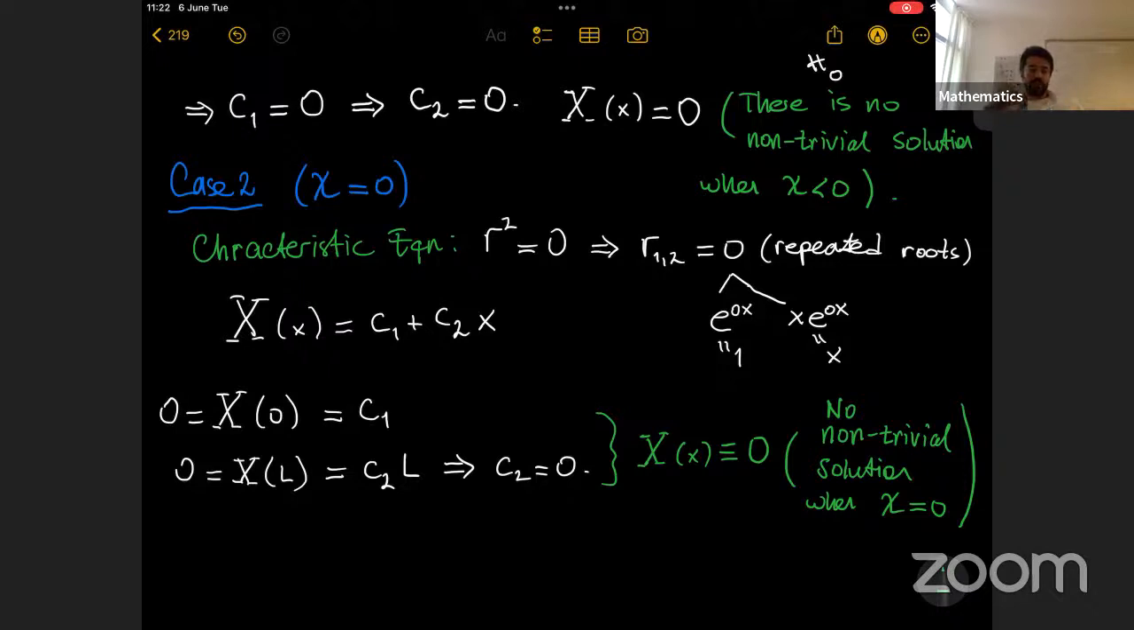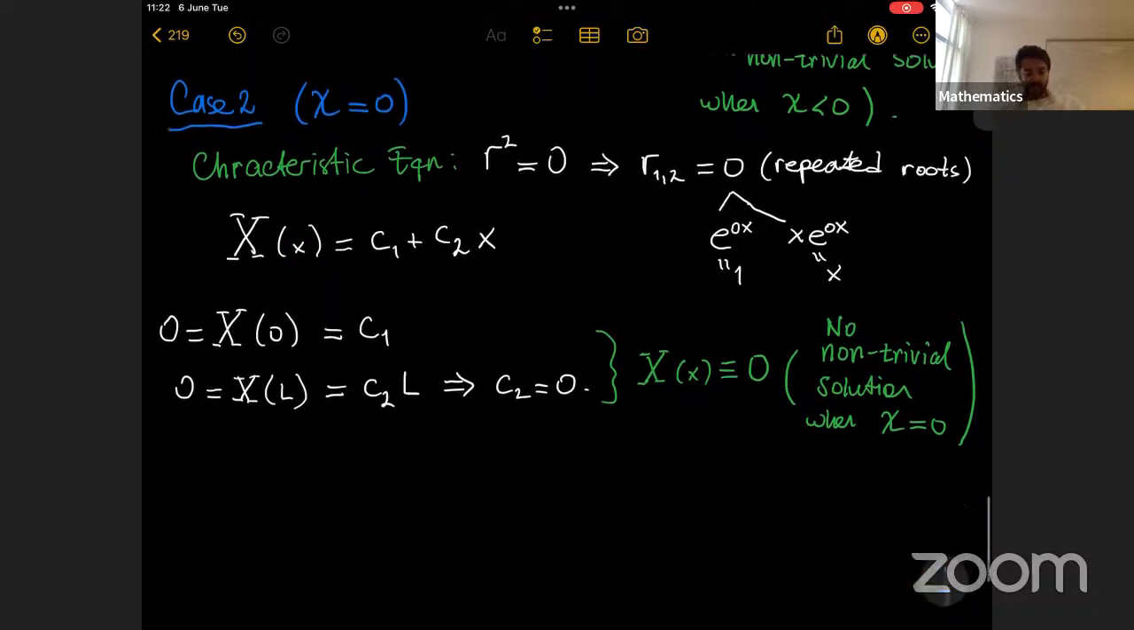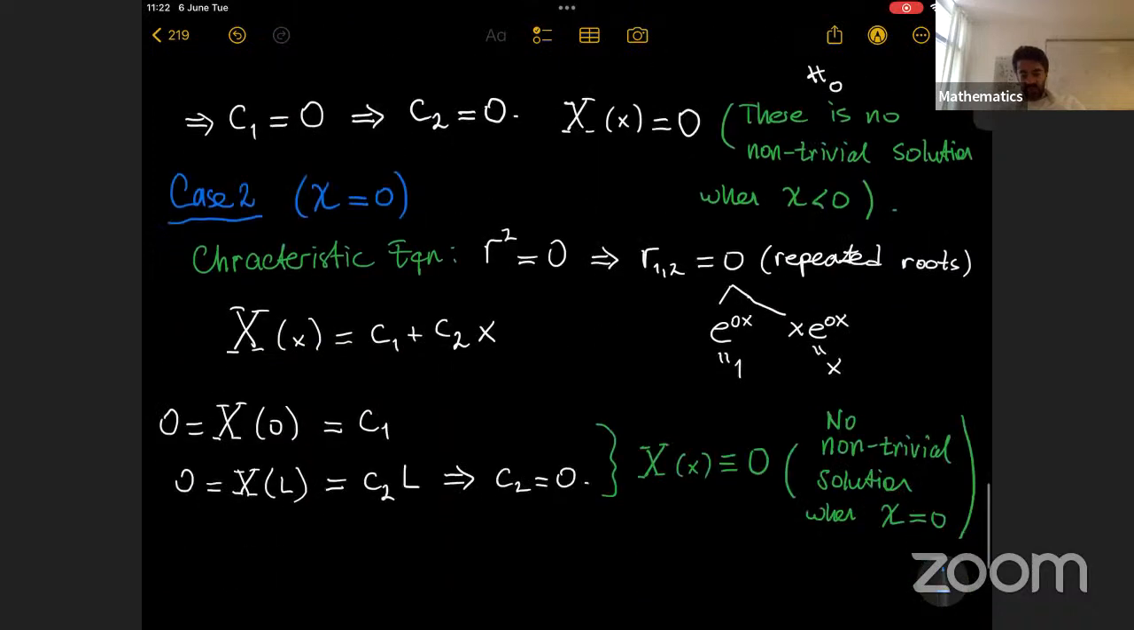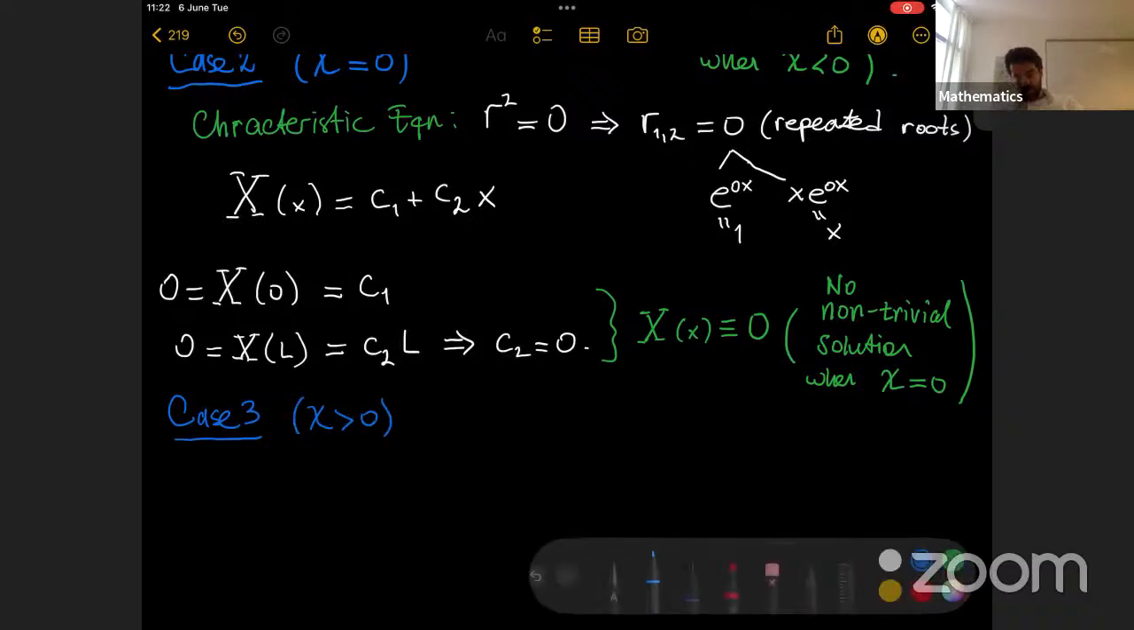Any question so far? Now we move to the last case. We assumed that lambda is negative, lambda is 0, so now lambda is positive, right? So this is case 3. Now we have lambda is positive. Now we will have some solutions, you will see.